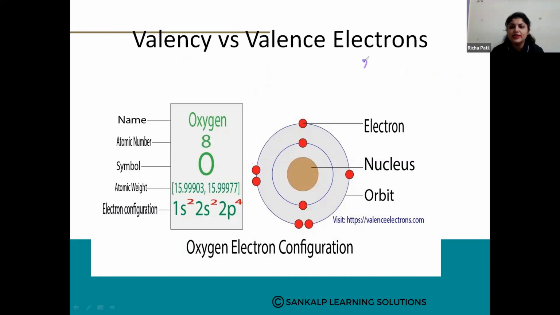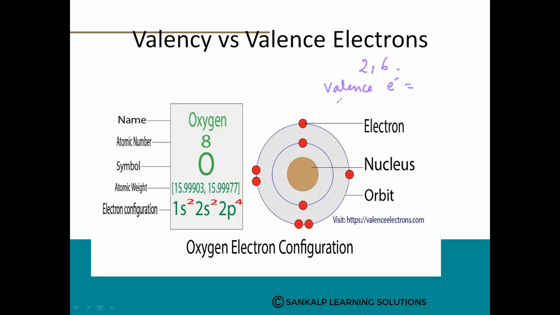So here it is 2 and 6, right? So what are the valence electrons? How many valence electrons are present now? What do you mean by valence electron? The number of electrons in the valence shell. How many valence electrons are present in the valence shell? 6. Yes, 6 valence electrons are present.